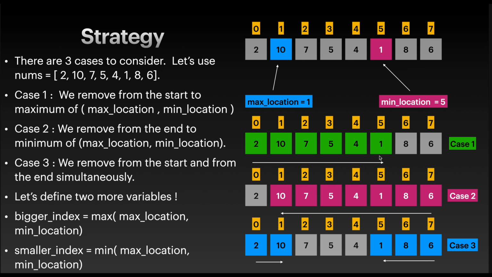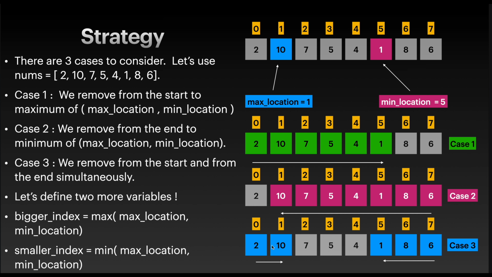For case 2, it is backward. We start from the end, so we'll be popping numbers from the end, 7 and so on, until we reach the minimum of max location and min location. So in the first case, we have the maximum of max location and min location. For the second case, we have the minimum of max location and min location. That's something you have to keep in mind here.